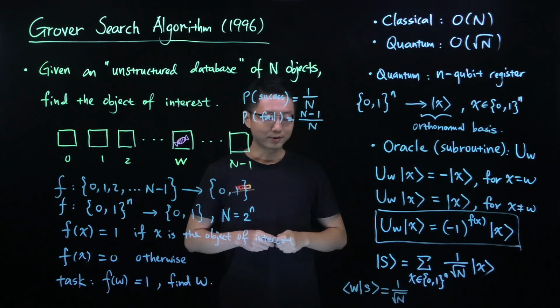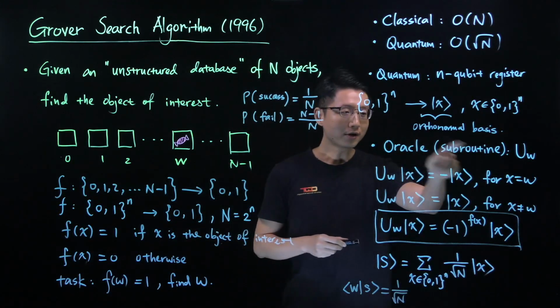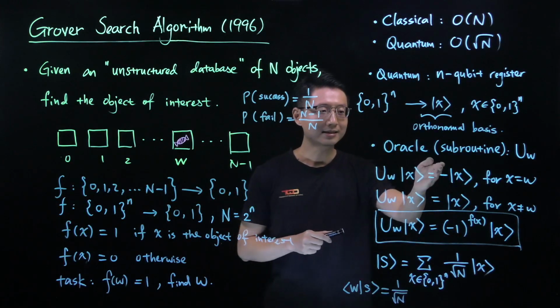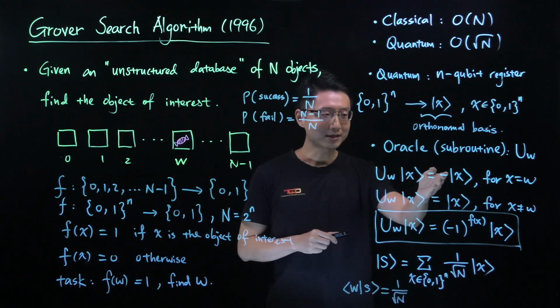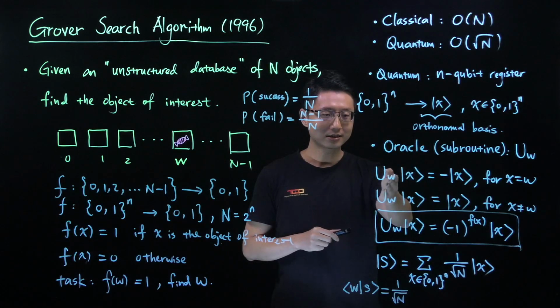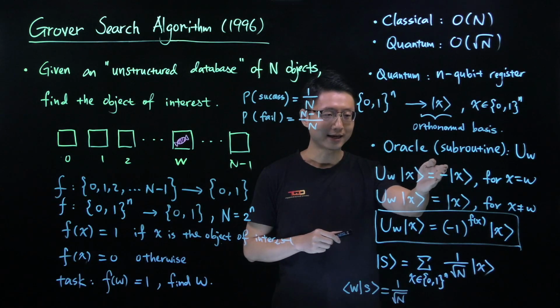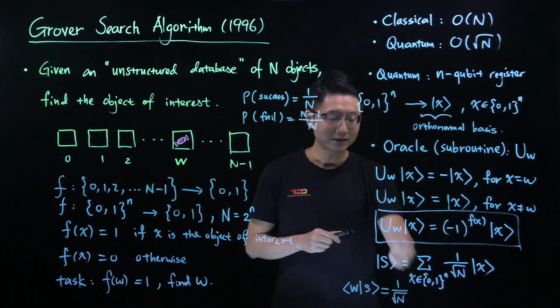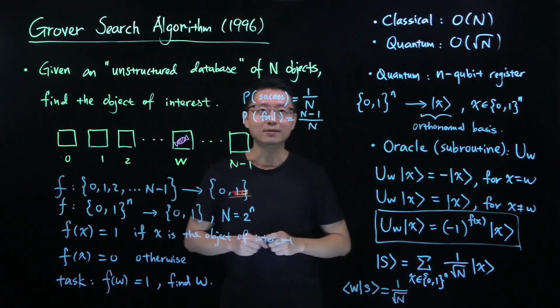One final remark before we move on. Although the oracle helps us to identify the W by flipping its sign, it does not help us find the object, because as you can see here, even after the action of this U of W which changes this phase, the probability of finding the state in W is still 1 over n, which remains as before.